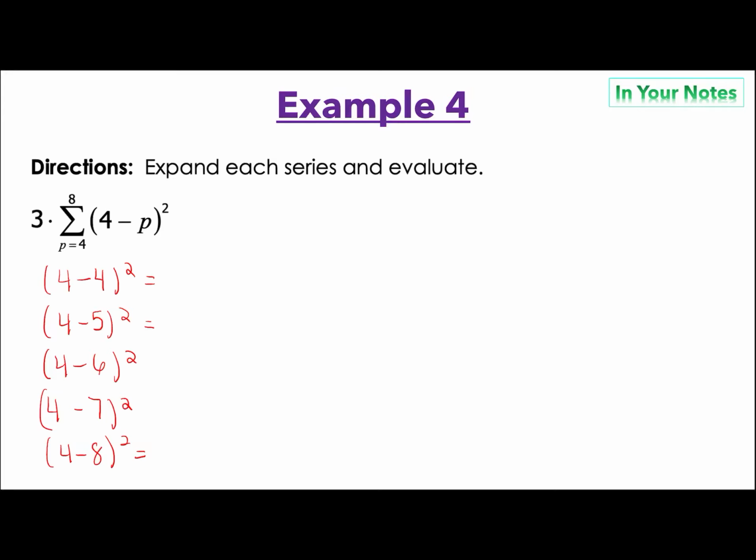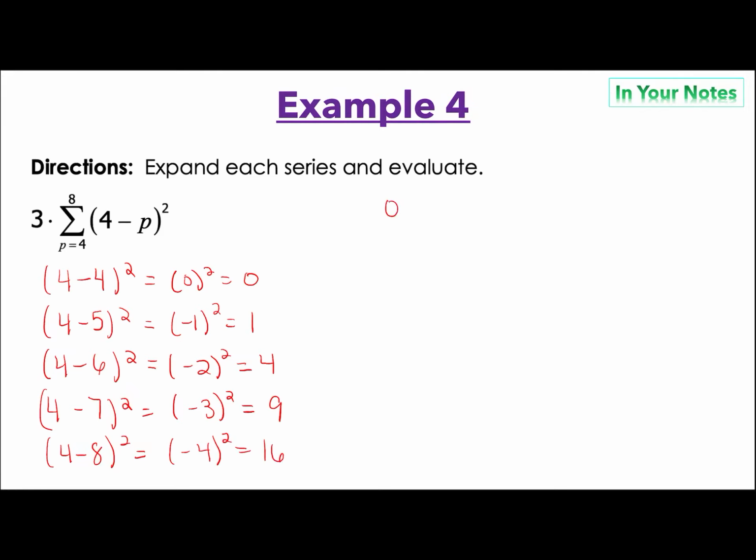Let's find out what each one of these is. So 4 minus 4 is 0. So 0 squared is 0. 4 minus 5 is negative 1. Negative 1 squared is 1. 4 minus 6 is negative 2. Negative 2 squared is 4. 4 minus 7 is negative 3. Negative 3 squared is positive 9. And then 4 minus 8 is negative 4. Negative 4 squared is 16.